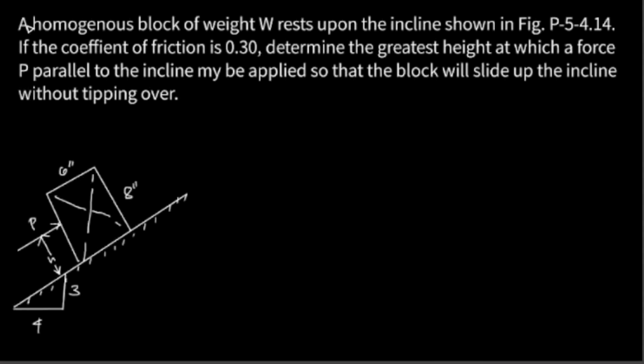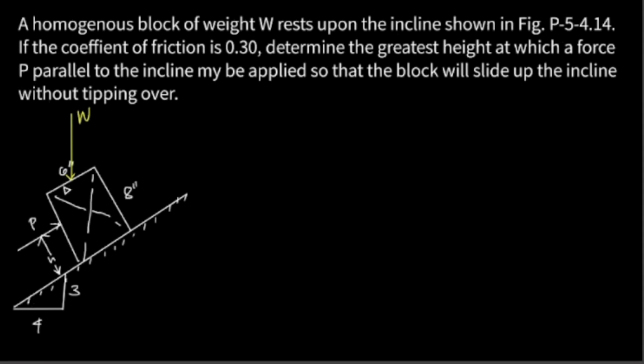So, this is our next problem on friction, which I got from the book Engineering Mechanics, a Test or Reviewer by Ricardo Asin. So, let's start. Our problem is a homogeneous block of weight W. The weight is not given, so let's write it here. This is our W, always vertical. Rest upon the incline shown in the figure.